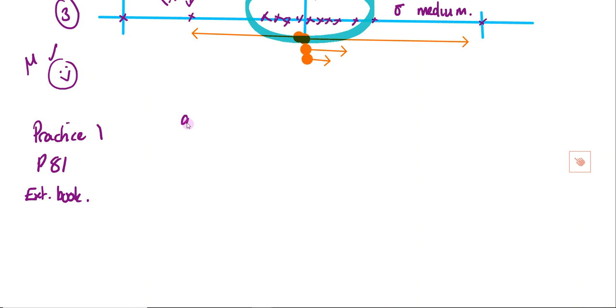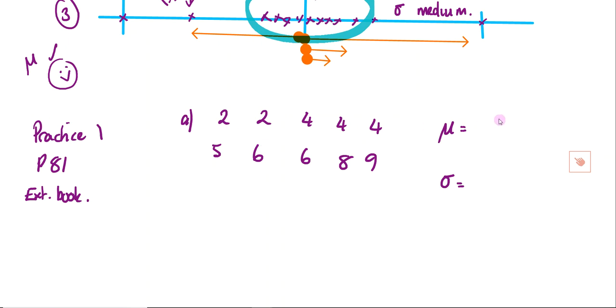So A, just a nice simple one to go through the process. 2, 2, 4, 4, 4, 5, 6, 6, 8, 9. So it says work out the mean and work out the standard deviation. So the mean, what is it? 5. Well, what do we have to do? Add them up, divide by 10.